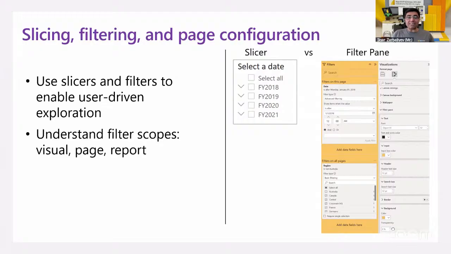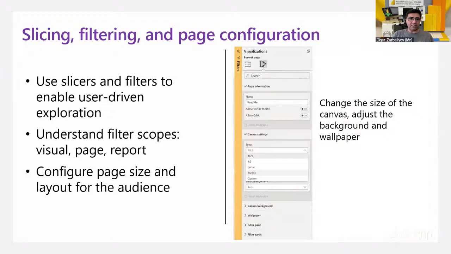It's worth understanding filter scope because this comes up on the exam. A filter can apply at the visual level, affecting just one chart, at the page level, affecting everything on that page, or at the report level, affecting every page in the report. So knowing which scope to use and when is a core skill, right?